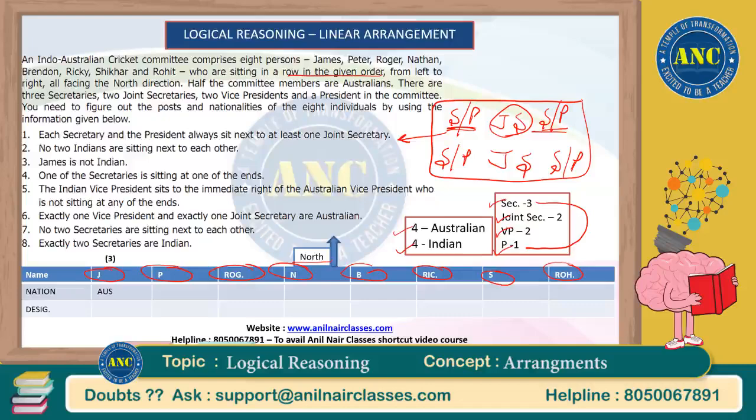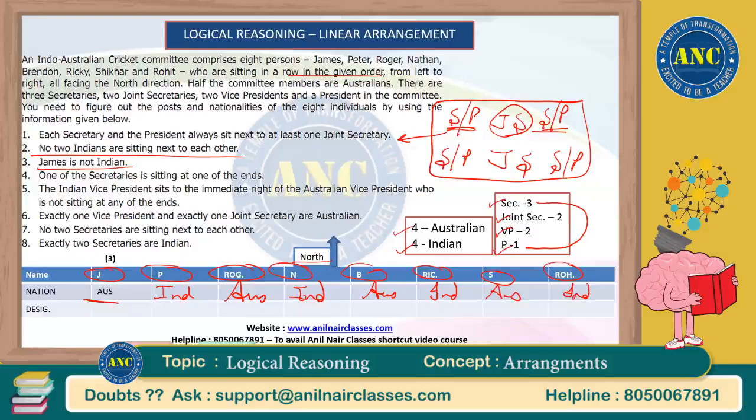Okay, so no 2 Indians are sitting next to each other. That means if the first person is an Australian, then the second would be an Indian, third would be an Australian, fourth would be an Indian, and so on. Or if the first person is an Indian, second would be an Australian, third would be an Indian, fourth would be an Australian, and so on. But he's saying that James is not Indian. So James would be Australian. So this guy would become Indian now. This guy Australian. This guy Indian. This guy Australian. This guy Indian. This guy Australian. And this guy Indian.